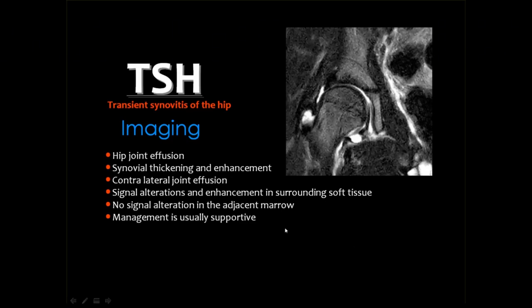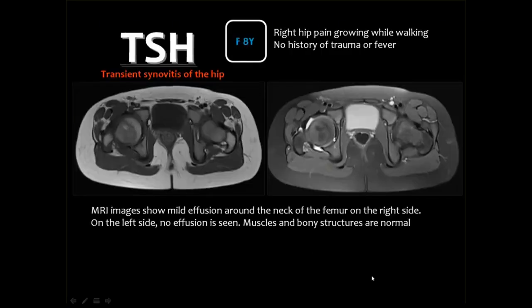Then the imaging findings of transient synovitis include hip joint effusion and synovial thickening, and sometimes we may get contralateral joint effusion, and also you may have some inflammation and enhancement in the surrounding soft tissues of the joint, but the bone is not affected, with normal bone marrow, and the management is usually conservative.